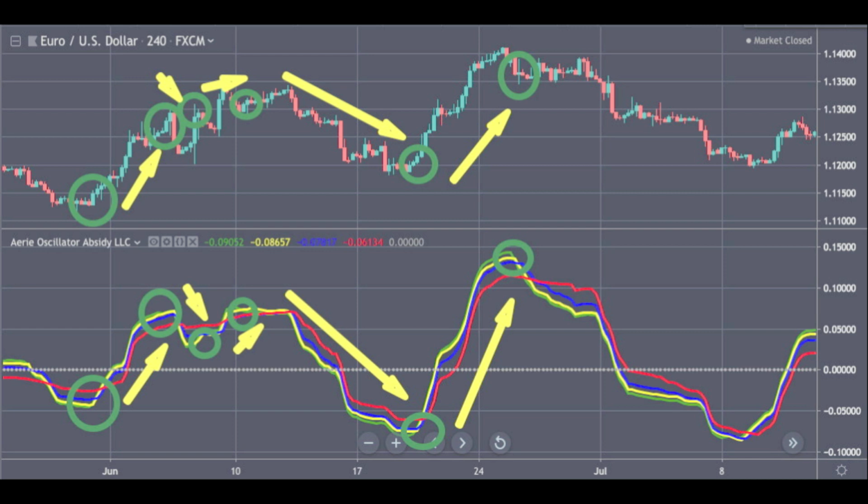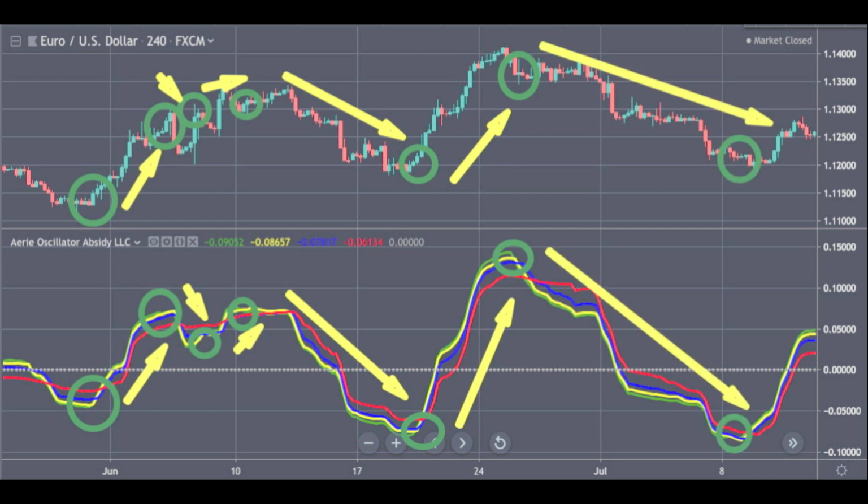The green line is faster than the yellow line, and so when it goes over, we treat that as a potential long signal. When it goes under, we treat that as a potential short signal, as that shows us that momentum is shifting in the markets. Then if we had taken that as a short trade, you can see that we would have ridden that all the way until the second week of July for a reasonable profit. That got us out just in time before the market turned around.